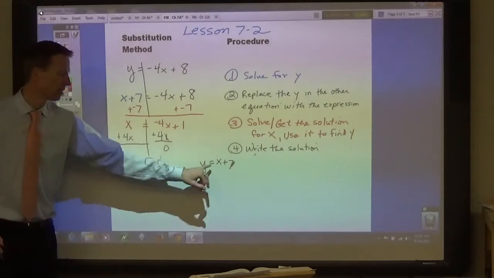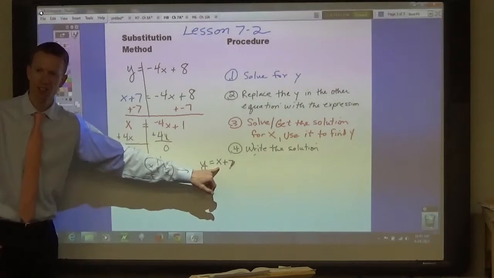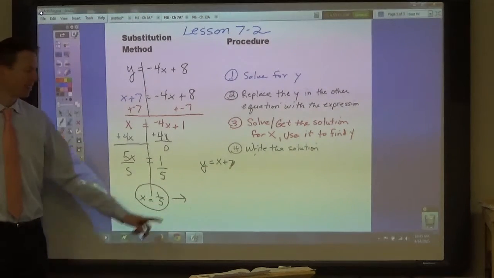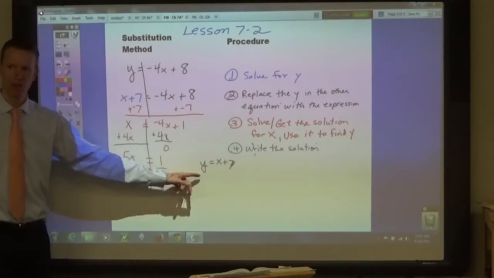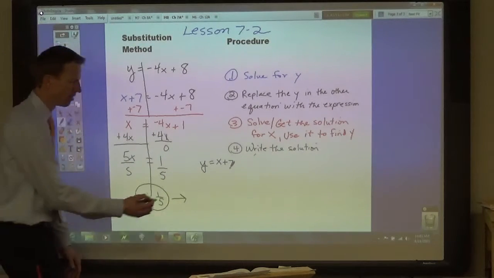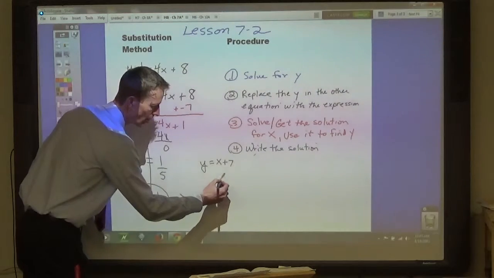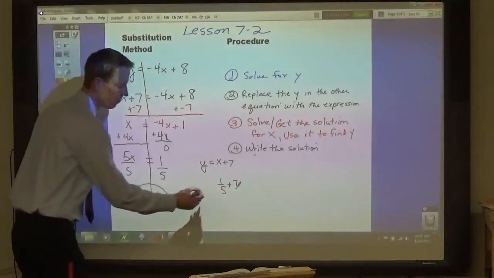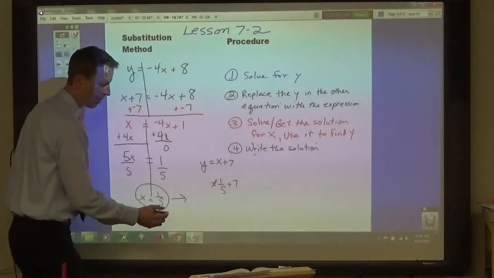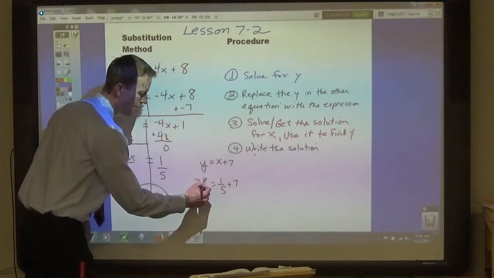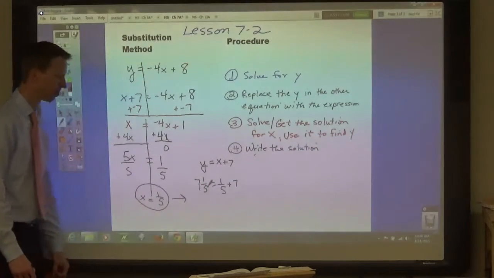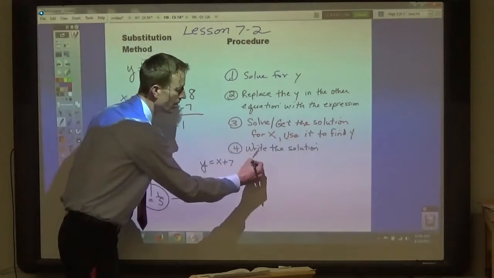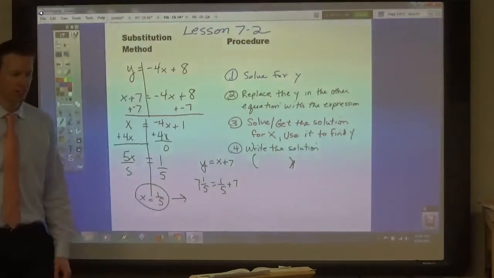Would you rather replace the x in this equation, class, or in this one? Isn't this one more simple? Yeah, because you add 1/5 to 7, and then it just equals 7 and 1/5. So then we just put 1/5 plus 7, which equals y equals 7 and 1/5. I'm sorry, I was thinking 1/5 was negative. So now, what is the solution? In other words, what are the points?